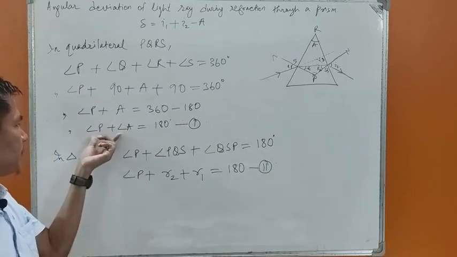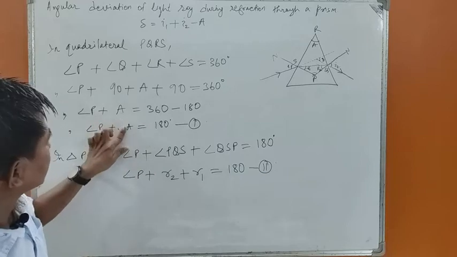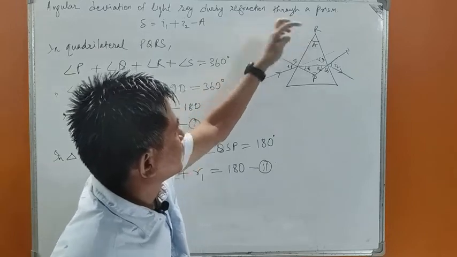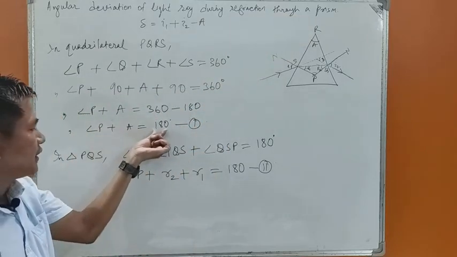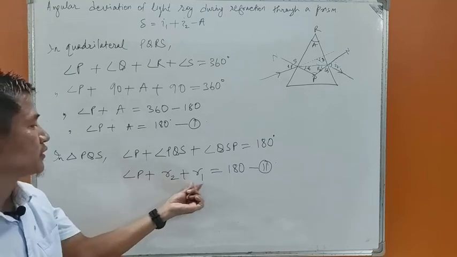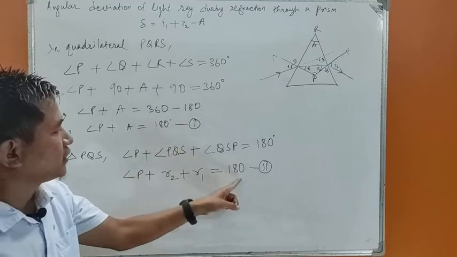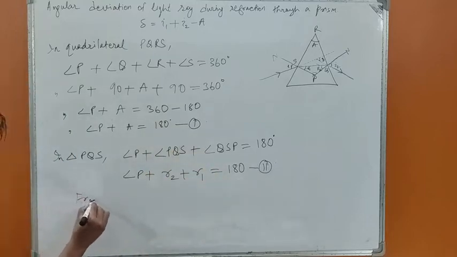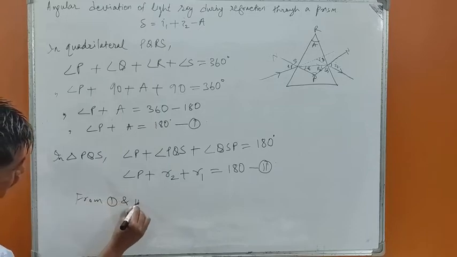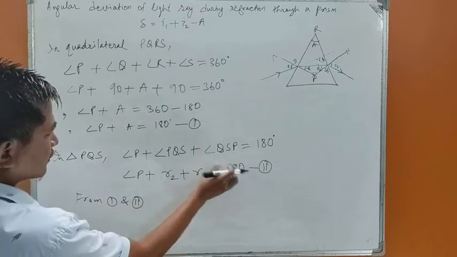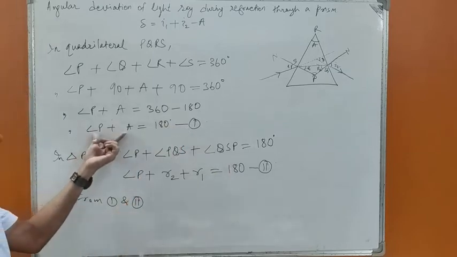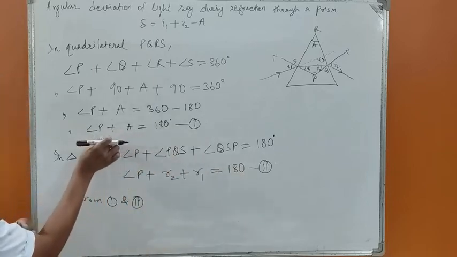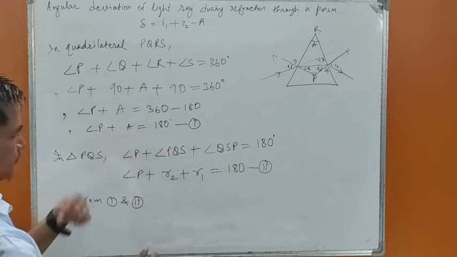In equation 1 we have angle P plus angle A. Angle A means A, okay, we don't need to write angle here. Angle R is angle A. So angle P plus angle A is 180 and angle P plus angle R2 plus angle R1 is 180. So 180 equals 180. From 1 and 2, the right hand sides are equal. That means this and this should also be equal, isn't it? Because their sum is equal to 180 and their sum equals 180, this should equal this.